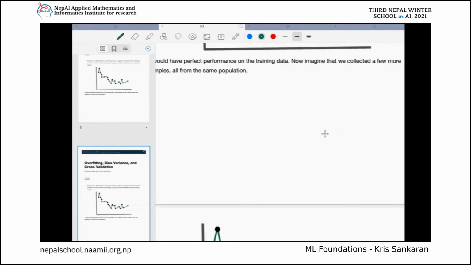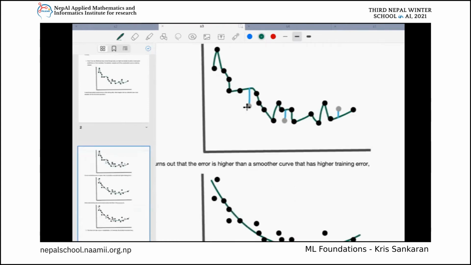If I did that, the gray points, these are new data. And then the blue, these are the errors. So we have some error from the interpolating line that I drew and these gray points. So far, nothing that crazy.